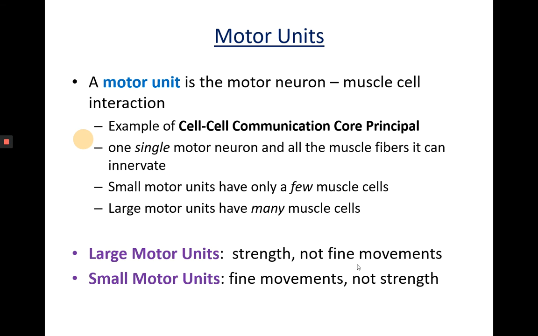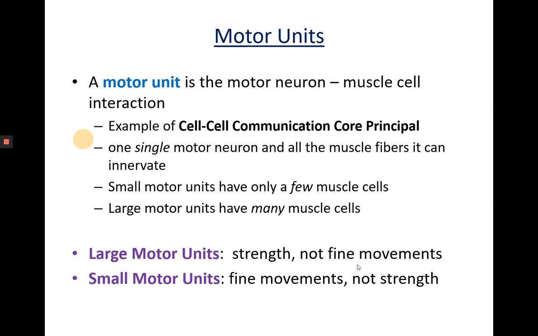And so that interaction between that motor neuron, so that nerve cell that's talking to the muscle, that's what's going to be called your motor unit. And this gives what is called a cell-cell communication core principle. And basically what this tells you is that for every single one motor neuron, you're going to have all the muscle cells that one single motor neuron could innervate. So each muscle cell will be innervated by only one nerve cell. But a nerve cell has many endings of axons so that it can attach to several muscle fibers.